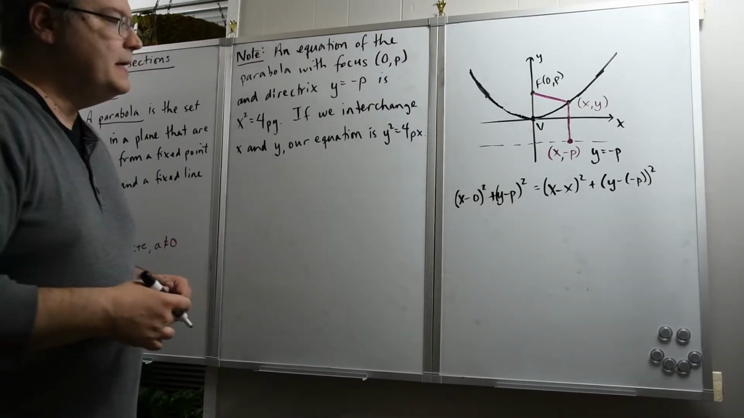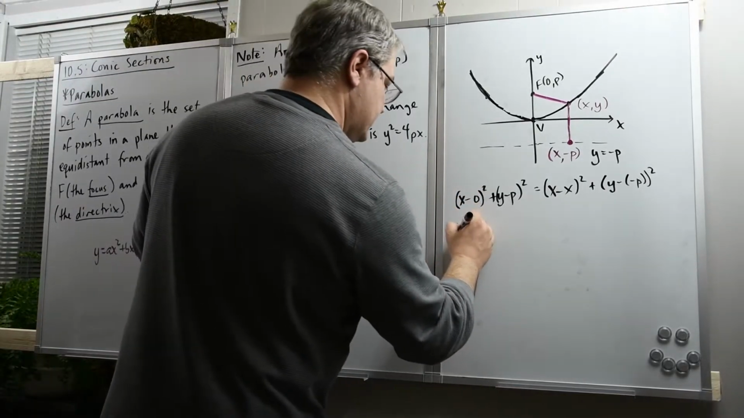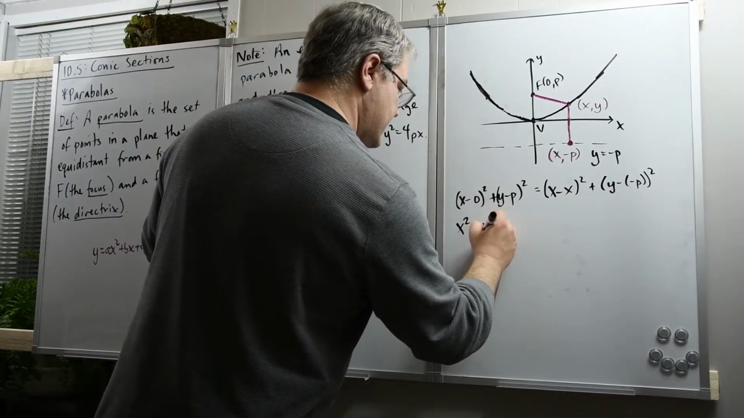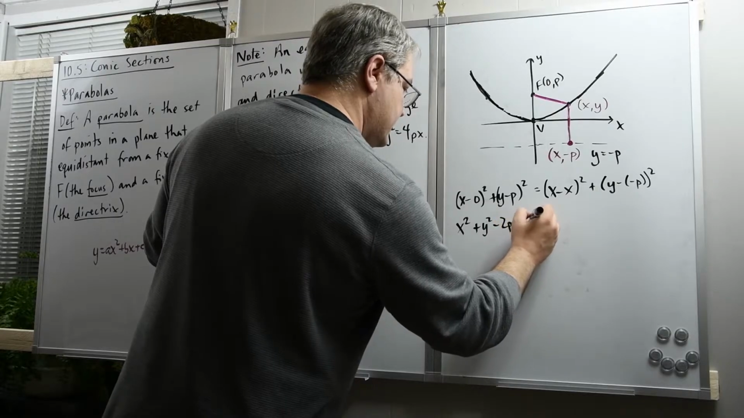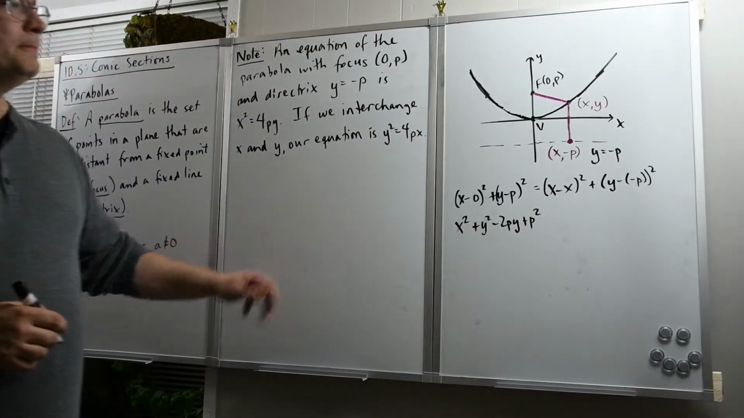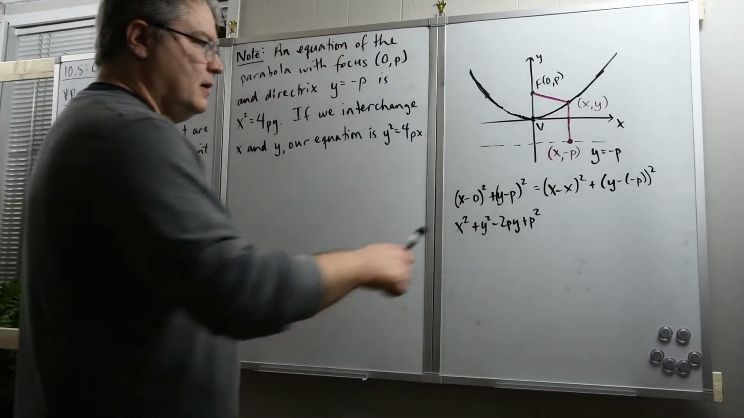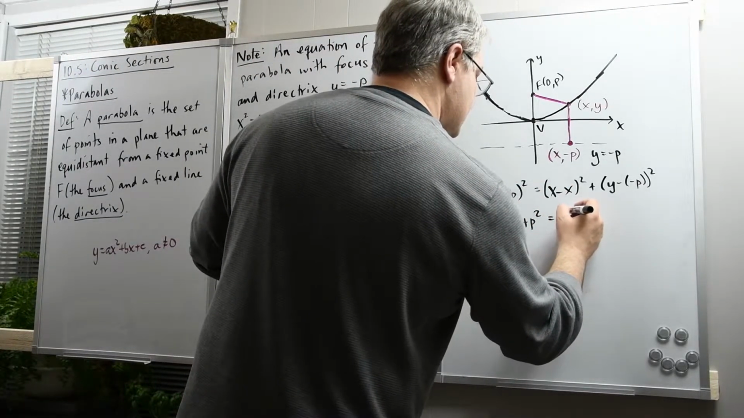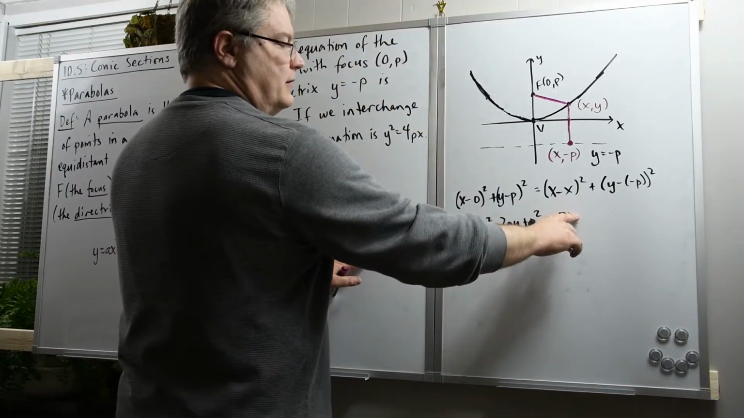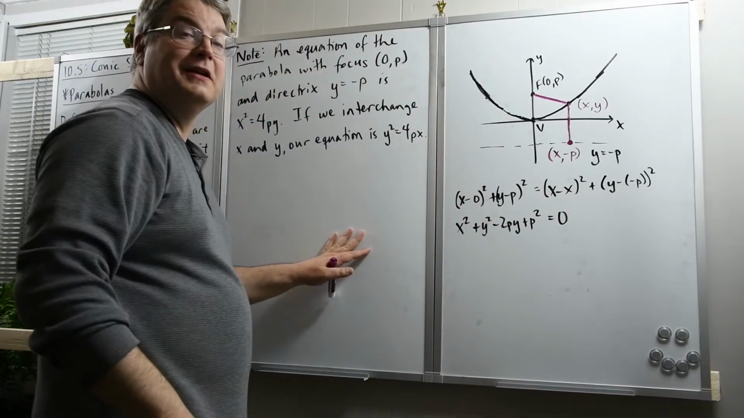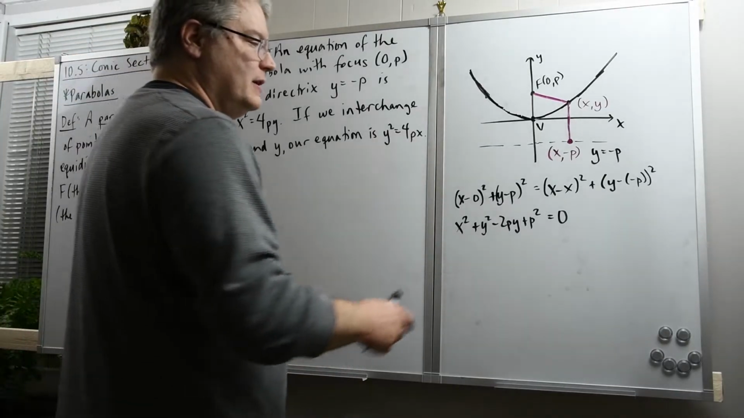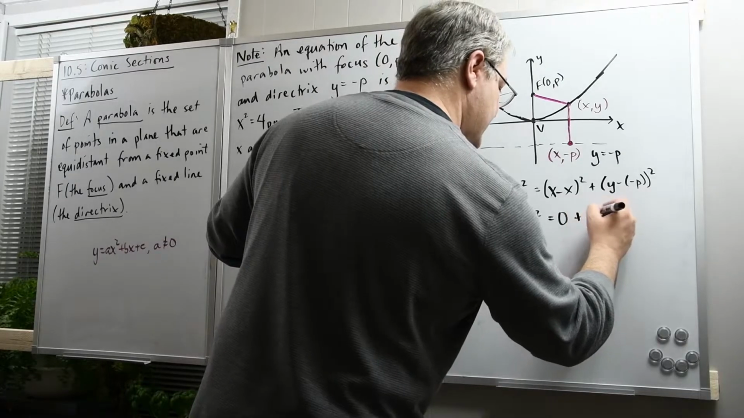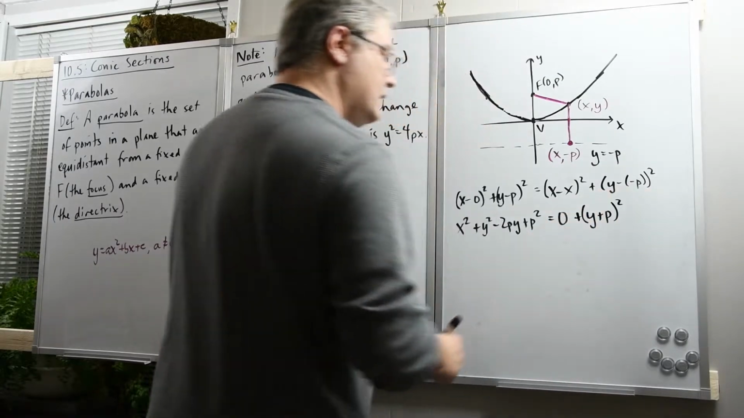To clean this up a little bit, x minus 0 squared gives you x squared. y minus p raised to the second power is y squared minus 2py plus p squared. On this side, you have x minus x, that's 0. Square it, you still get 0. We don't really need to write the 0 squared, and really technically we don't need to write the 0 either, but I'm just keeping it there. y minus a negative p is the same thing as y plus p, and we're going to be squaring that.